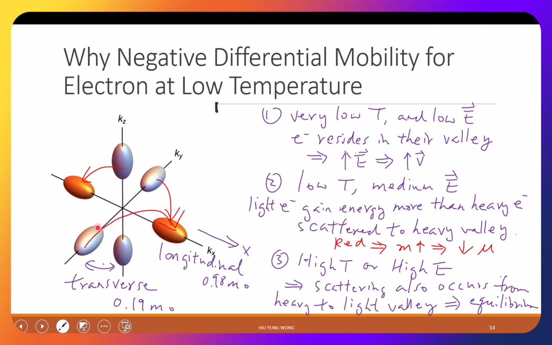I have 6 valleys. Each of them behaves differently when you transport in a certain direction. Electrons can be considered as light and heavy, and they can scatter from one to another. However, at low temperature and at low field, you cannot scatter. That's why at low temperature and medium field, you only scatter those light electrons to be heavy electrons. As a result, your velocity reduces. That's why you get this negative differential mobility.